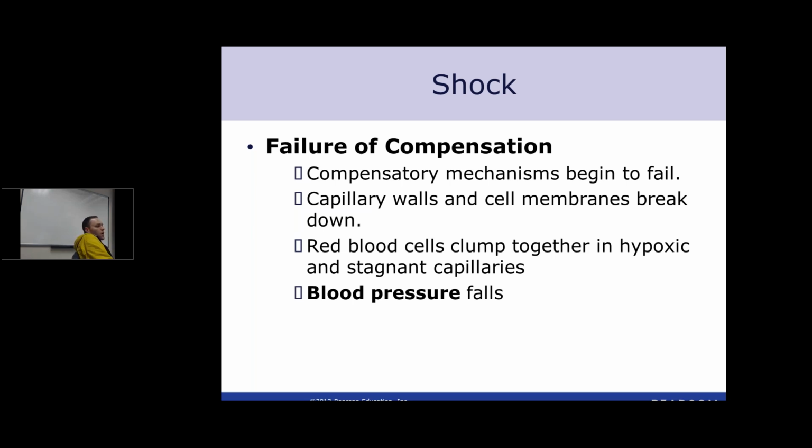Failure of compensation, so when it begins to fail, those cell membranes, capillary walls break down. When you get bad blood flow, that leads to what? Clots. So hypotension will lead to clots in all of your organs. So even if you fix the problem, but you've got a whole bunch of clots blocking blood flow to those organs, you still got end organ failure, right?